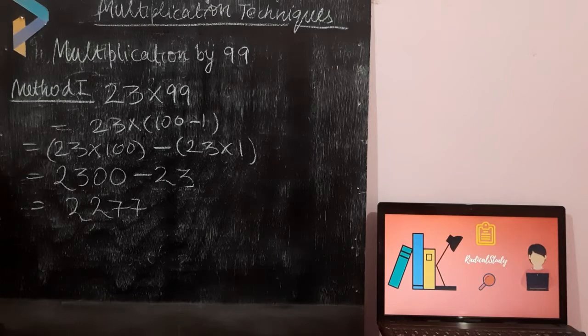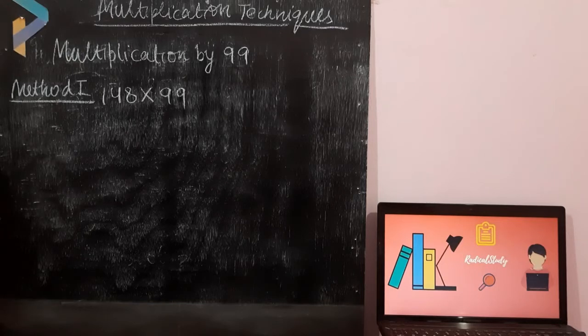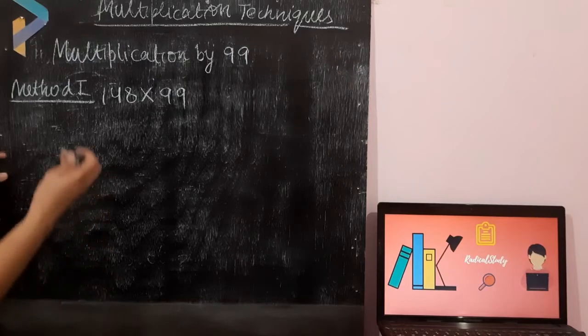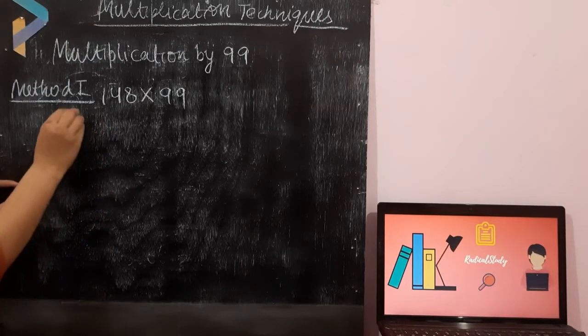Now I am going to take one more example that will be a 3-digit number because I have taken the example of two 2-digit numbers. Now it will be a 3-digit number. So please pay attention. So students, as you can see, I have taken a 3-digit number that is 148 and I am going to multiply it with 99 by the same method.